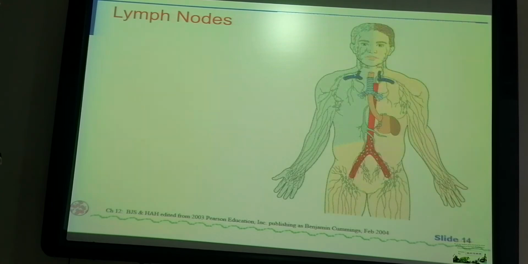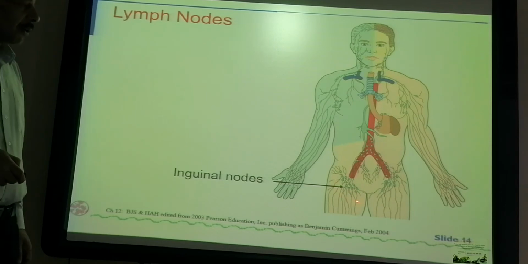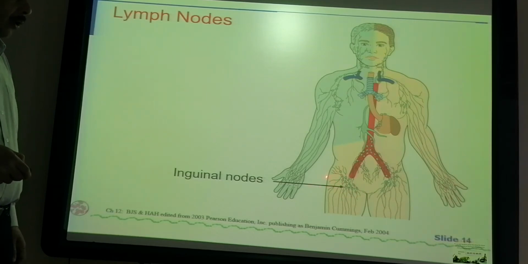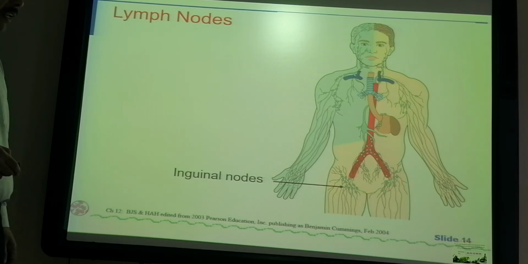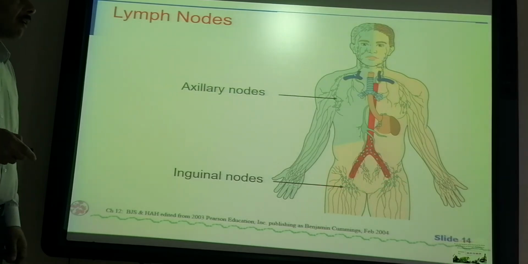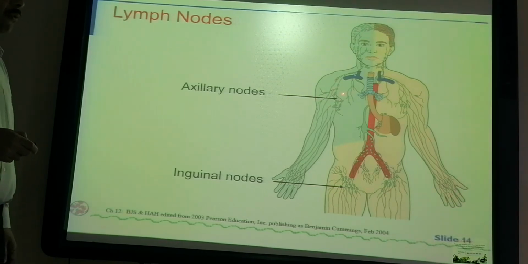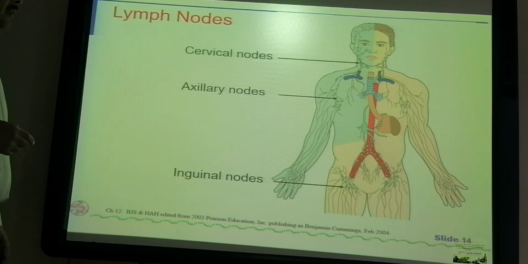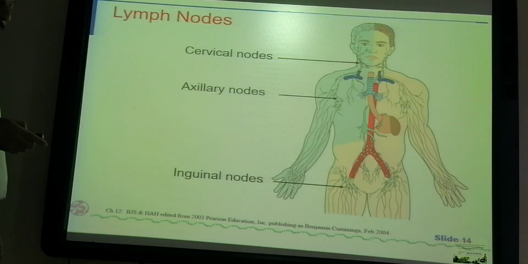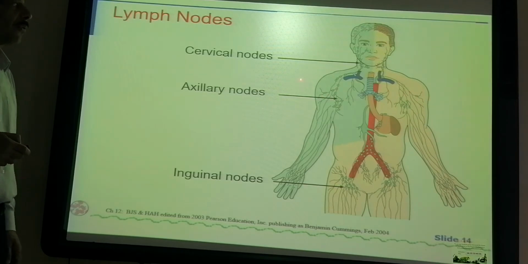So the lymph nodes we have here, those are the inguinal lymph nodes on both sides, right and left. We have the axillary lymph nodes, as we said, on both sides, right and left, and the cervical lymph nodes are there. So those are the main collections of lymph nodes in our body.